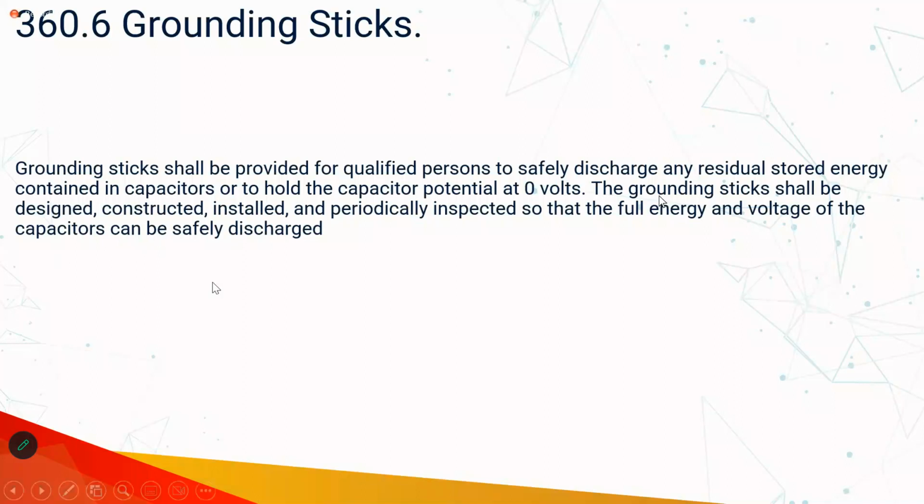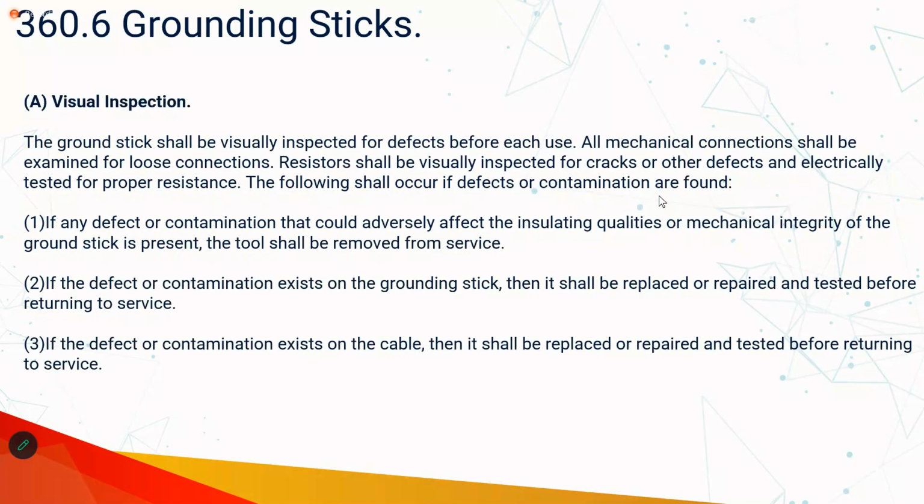Then the grounding sticks we can use normally with the overhead line where there are capacitors connected. We are using grounding sticks to discharge any potential charges which might be stored on the overhead lines. Visual inspection is related to maintenance of the capacitor, whether there is some crack or some defects or not. So we can perform those visual inspections.